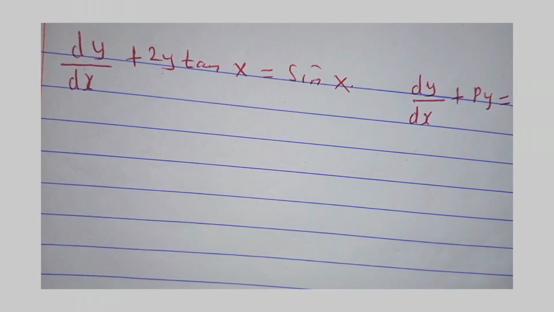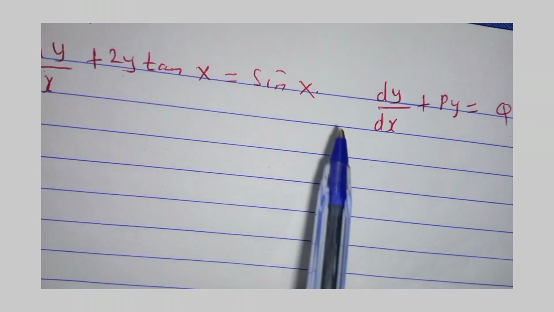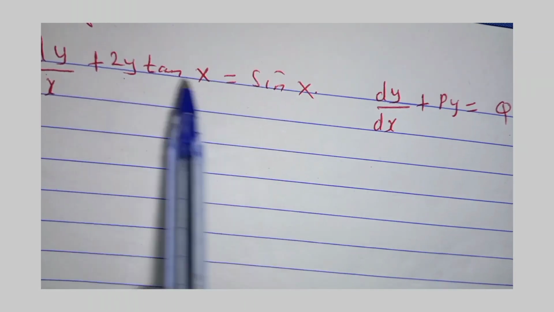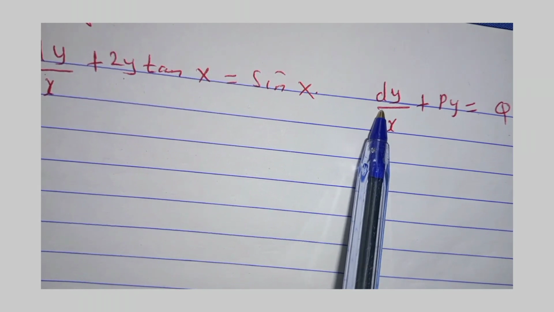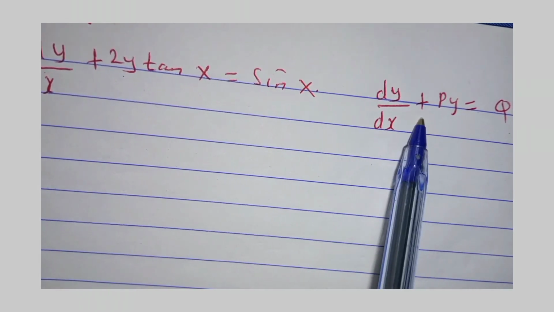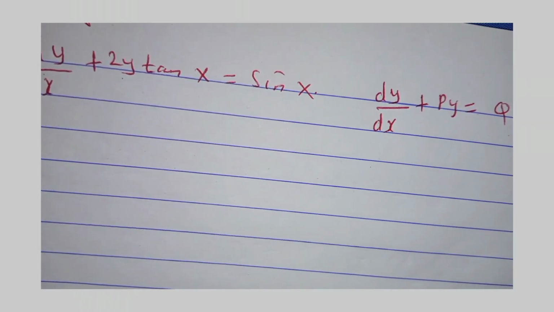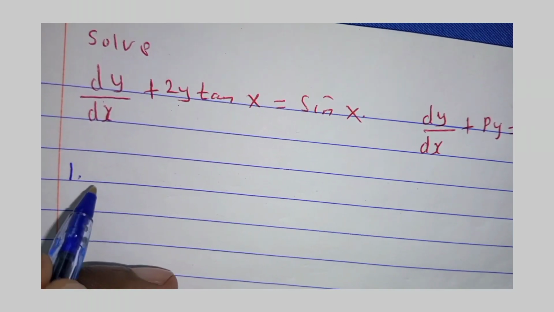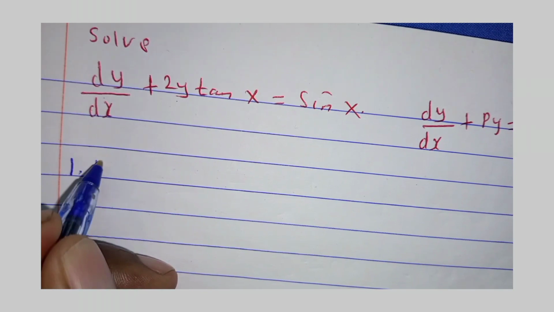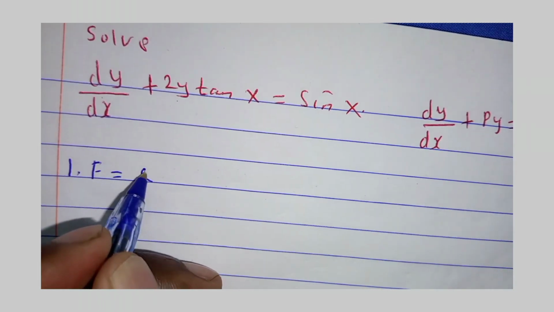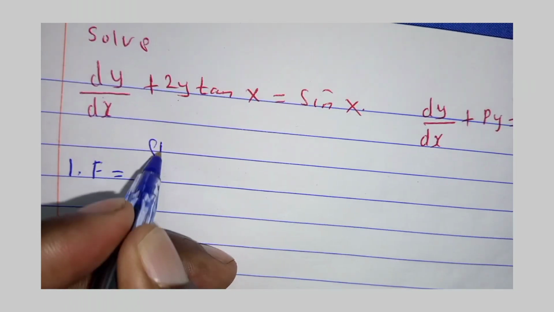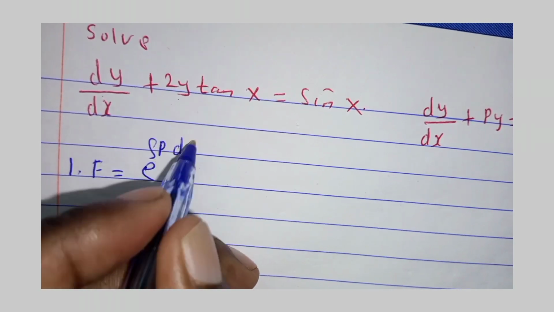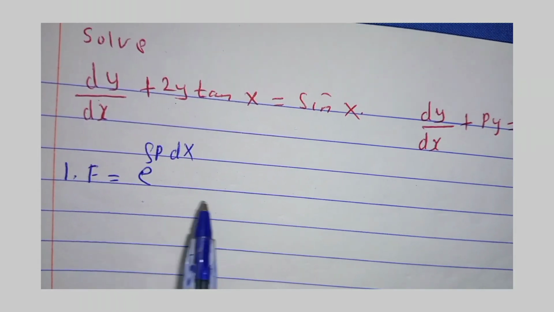When we are using the method of integration factor, we compare the equation which we are given with the general equation dy/dx + py = q. Then from there we make use of the integration factor, which is given by the exponential of the integral of p dx. That is the integration factor.